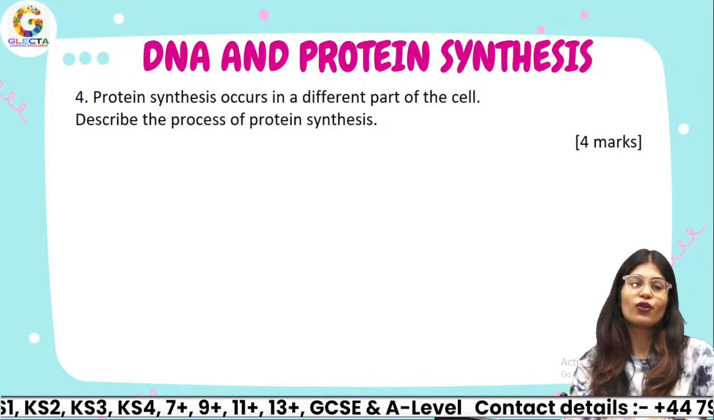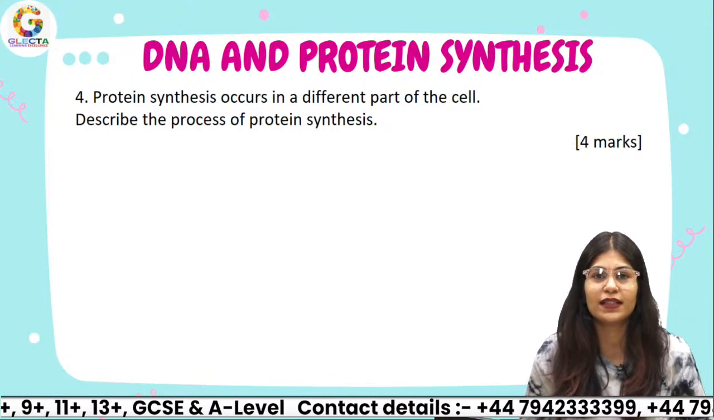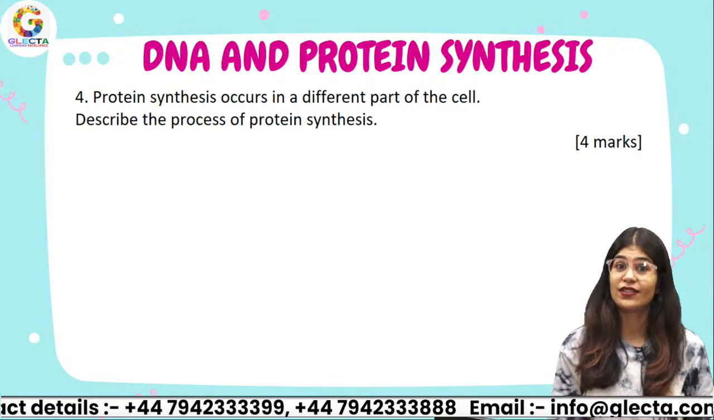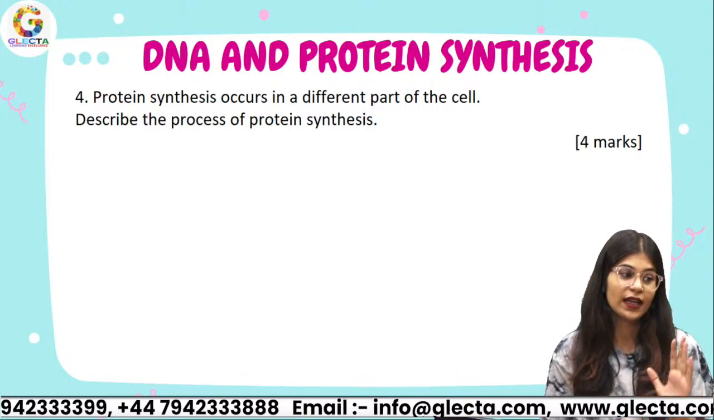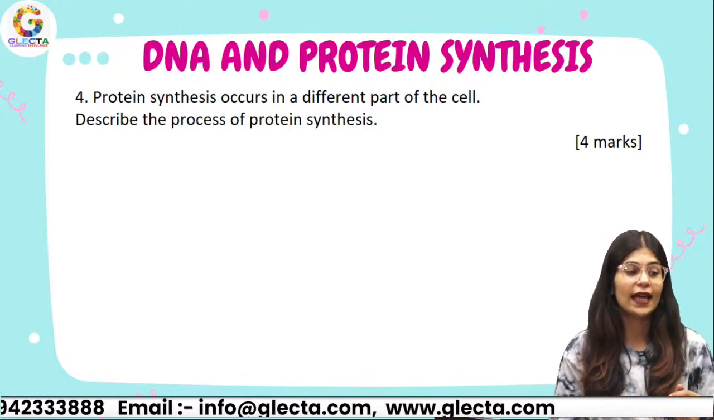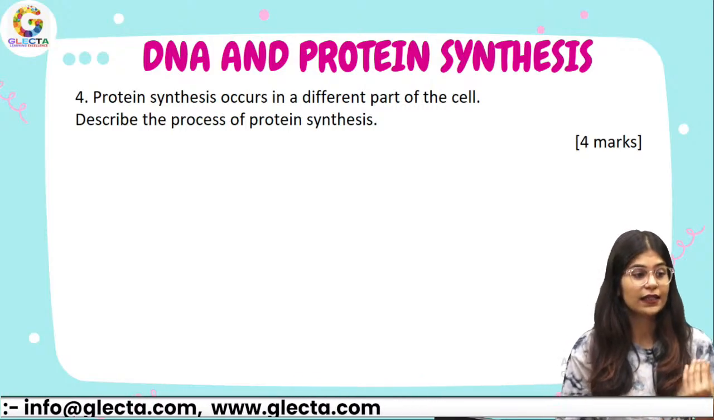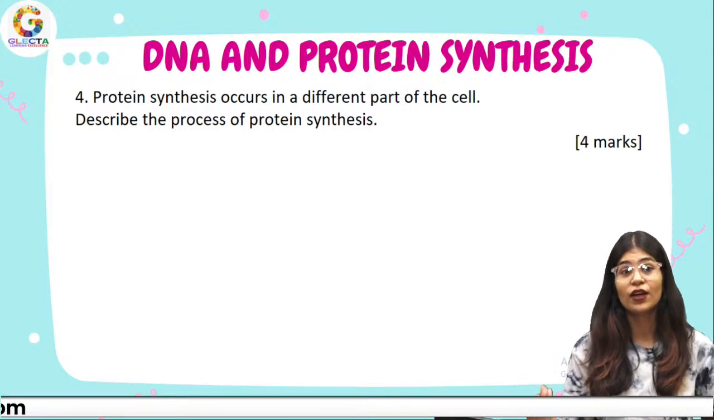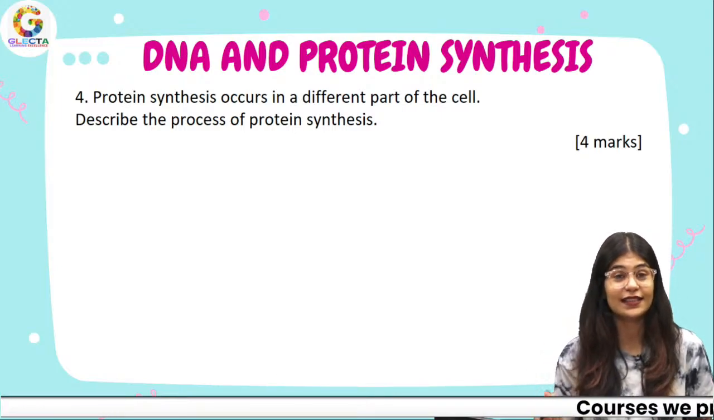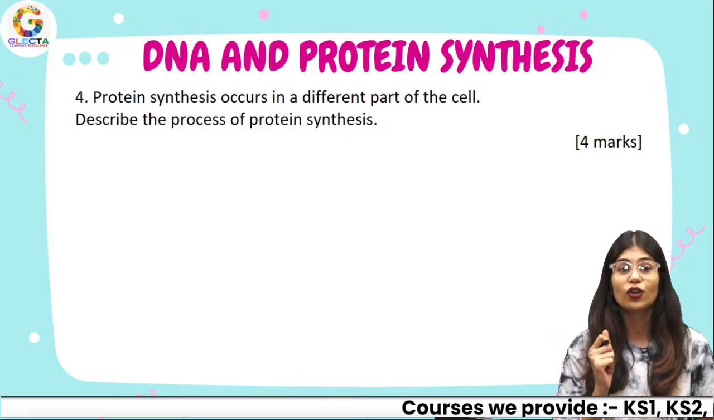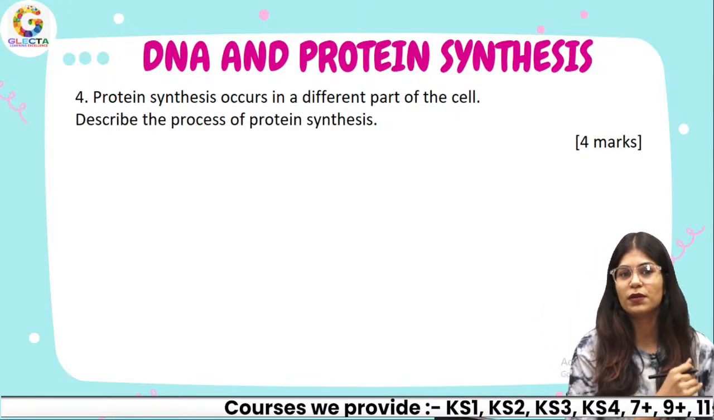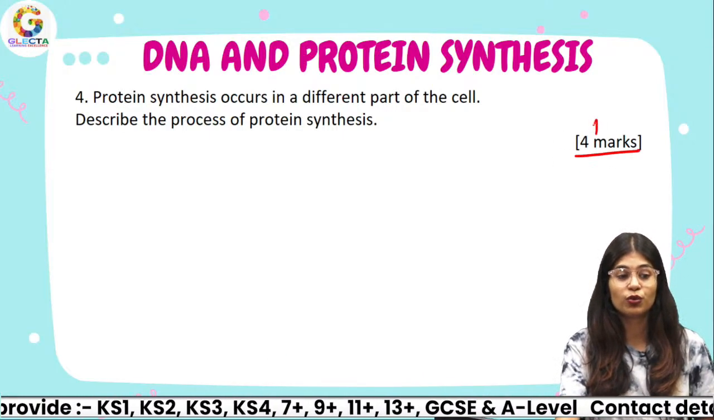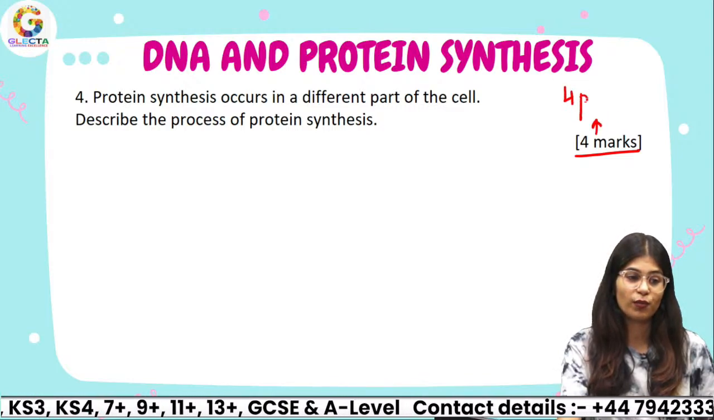Moving on to the long question. These are the ones that everyone is scared of. This is a 4-mark question. It says protein synthesis occurs in different parts of a cell. Describe the process of protein synthesis. Now quickly, everyone who has ever had classes with me who understands how to answer the long question, quickly tell me only the points that you should be mentioning in this question. Everyone, this is for 4 marks, so you know the rules. You're at least supposed to give me 4 points.